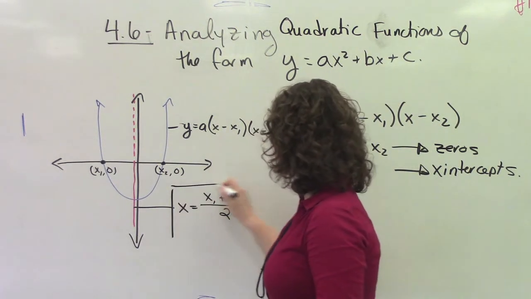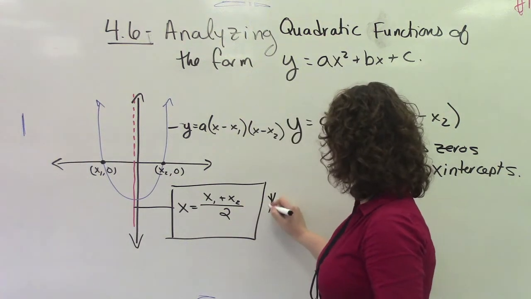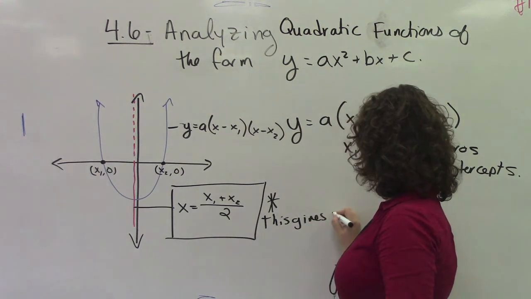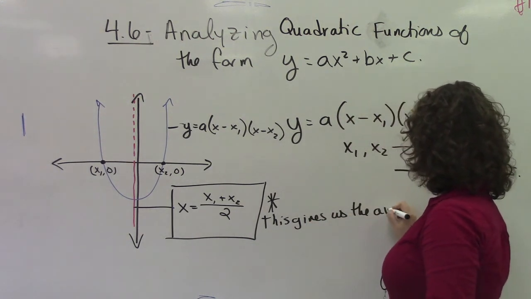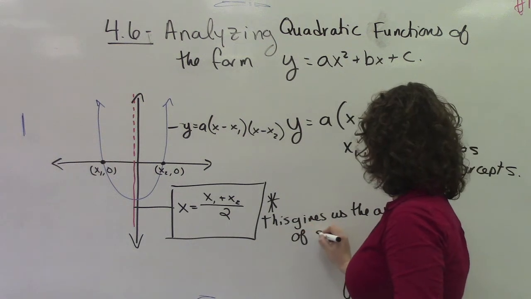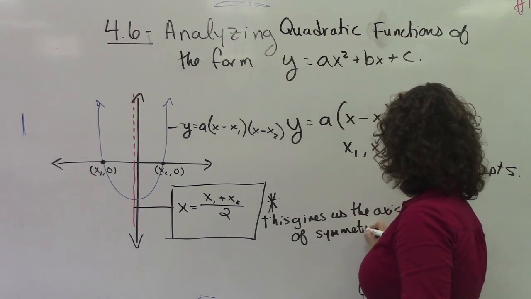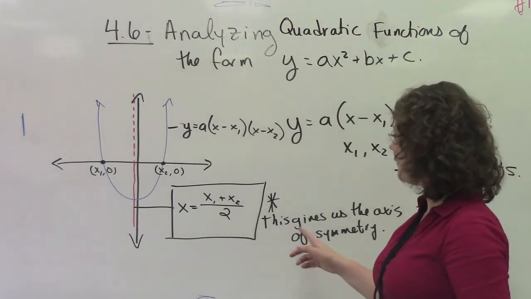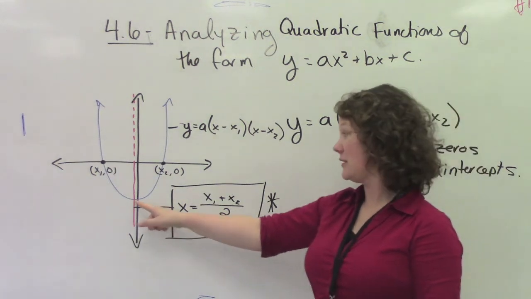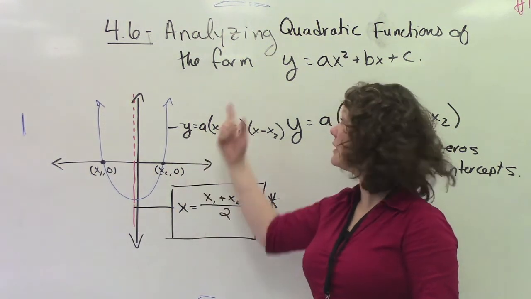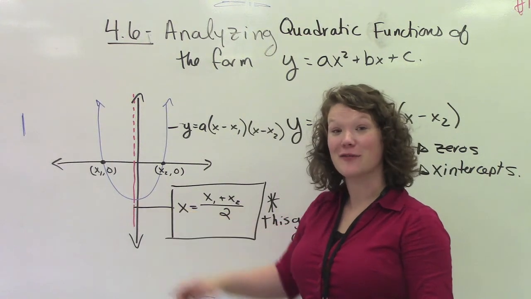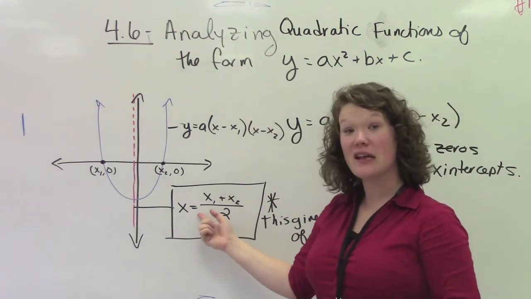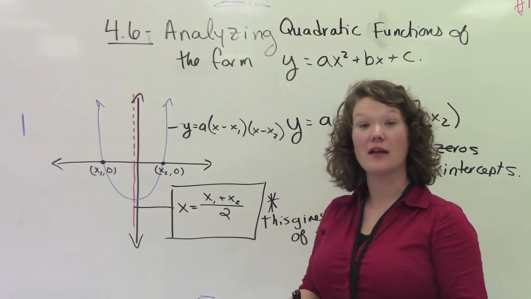So I want you to make sure that you have a star beside this one and say this tells us the axis of symmetry. That can also, just spoiler alert, give us our x value for our vertex, which we can then plug into the equation to get our y value of the vertex. So instead of changing this into standard form, we can just plug in the x value of the vertex to find the y value.